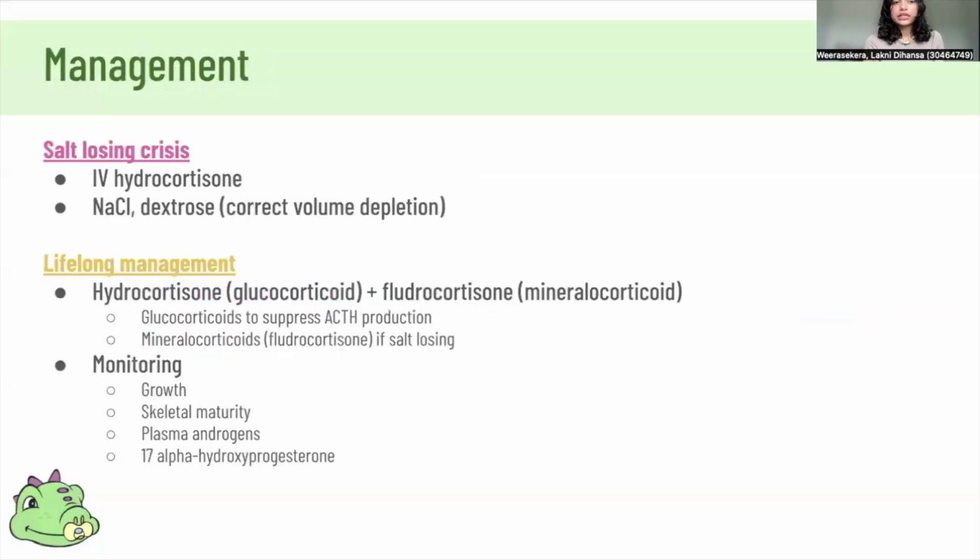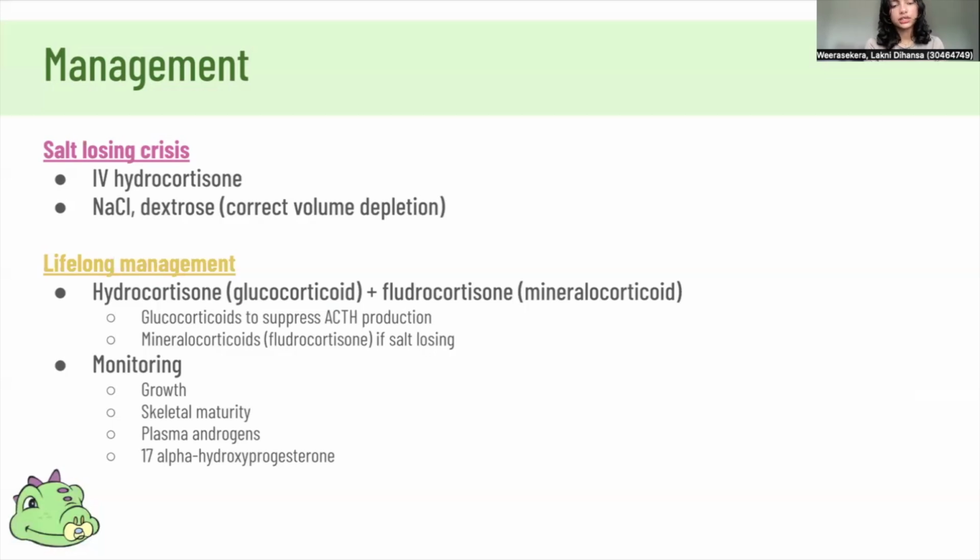To manage, in the immediate setting, when you have a patient presenting with salt-losing adrenal crisis, you want to give IV hydrocortisone as soon as possible, also sodium chloride and dextrose IV to correct the hypovolemia. And for lifelong management of these patients, you want to give hydrocortisone, which is a glucocorticoid, and fludrocortisone, which is a mineralocorticoid. The glucocorticoids are given to suppress the ACTH production, and mineralocorticoids are given if the patient is having a salt-losing crisis.